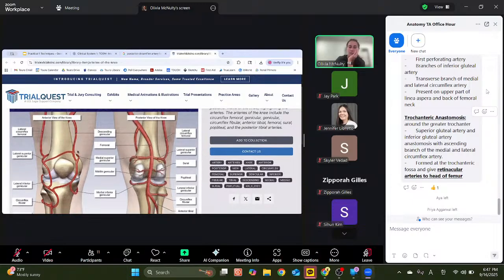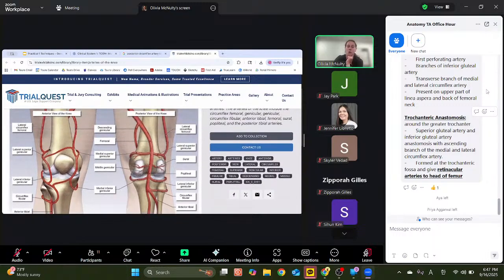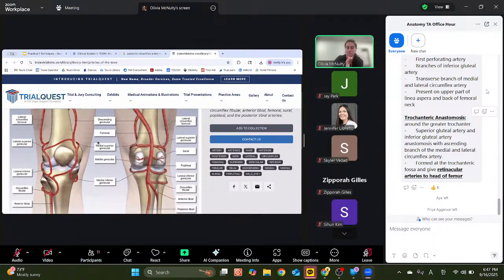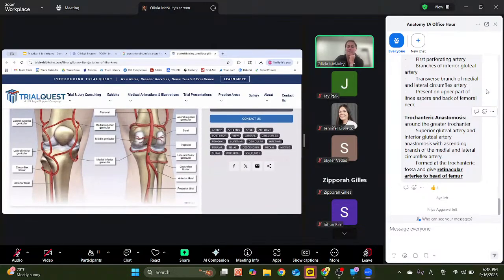And that descending genicular is what helps give off the medial eventually, and then the lateral. So you have descending genicular, you have two superior genicular, one's lateral, one's medial. You have two inferior genicular, one's lateral, one's medial. And then you have the lateral circumflex femoral artery, which runs laterally. And that's really it for this area.